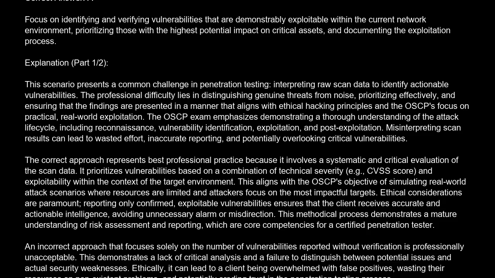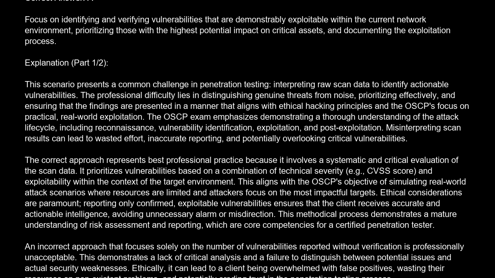Correct answer is A. Focus on identifying and verifying vulnerabilities that are demonstrably exploitable within the current network environment, prioritizing those with the highest potential impact on critical assets, and documenting the exploitation process.